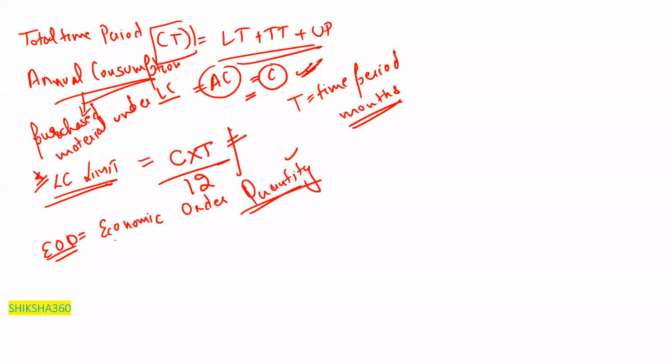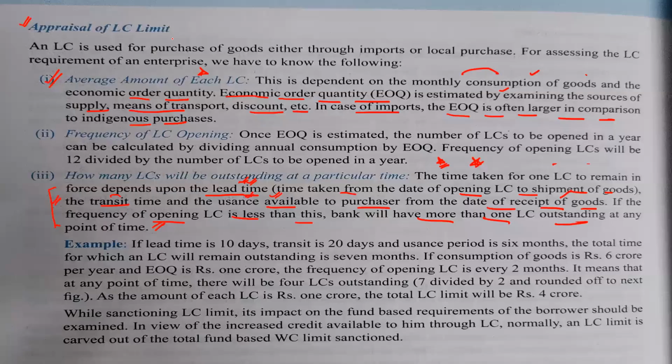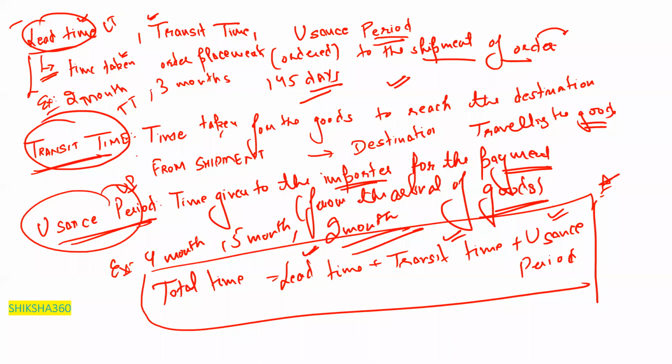Now next is how many LCs. Here they are asking the number of LCs to be opened. How can we calculate it? Once EOQ is estimated, like we can say this is given as 10 crore, the number of LCs opened in a year can be calculated by dividing the annual consumption by EOQ. Clear? So number of LCs opened.